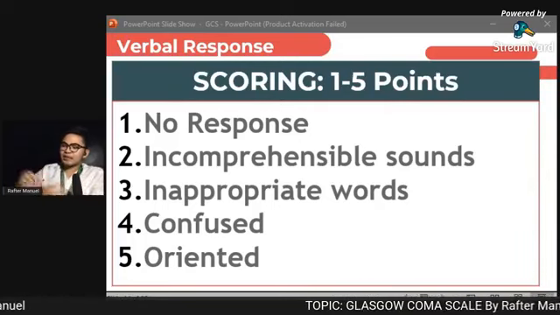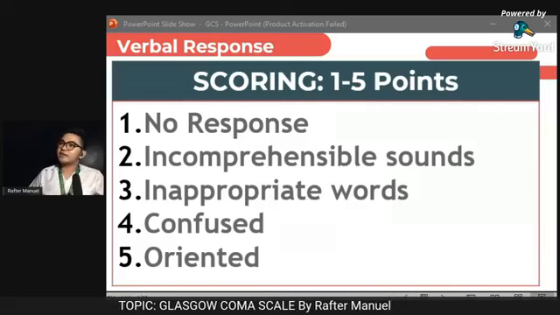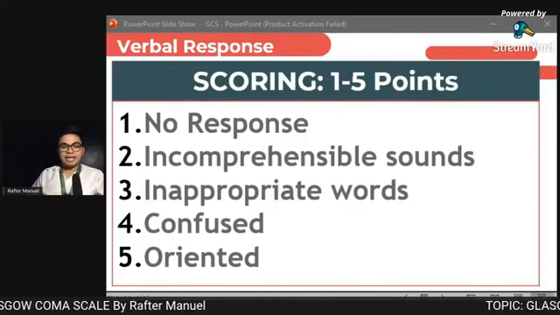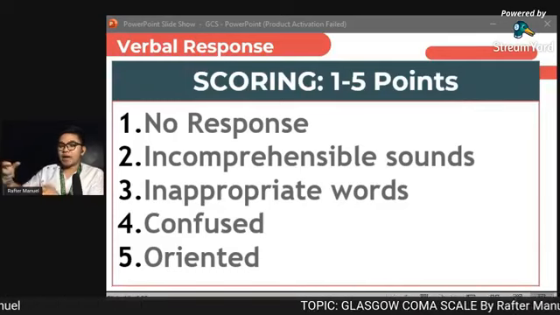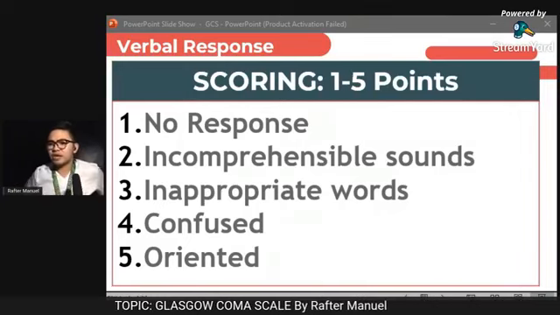So you walk inside your patient's room, you see that your patient is looking around, eyes spontaneously opening, and then you engage your patient in a simple conversation by asking simple questions.